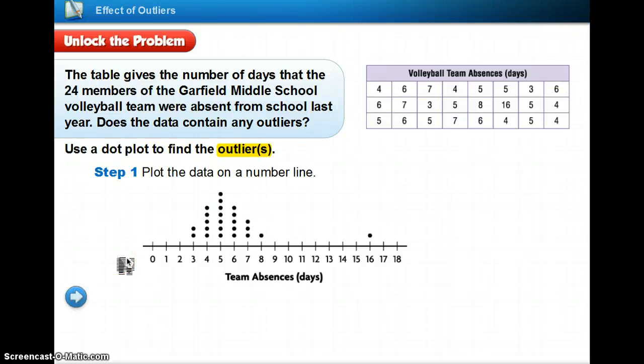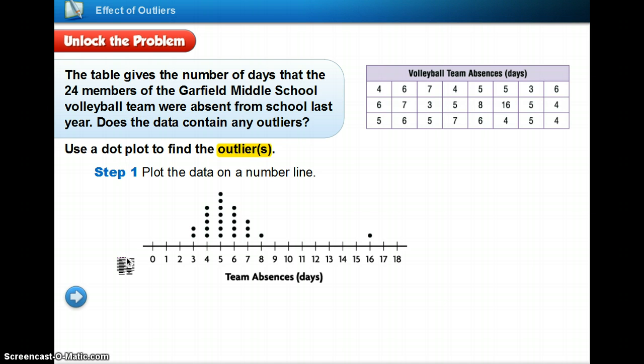In this lesson, we're going to discuss outliers and the effects outliers have on our data. An outlier is a value that is much less or much greater than the other values in a data set. An outlier may greatly affect the mean of a data set. This may give a misleading impression of the data. That's at the top paragraph on page 12.7.